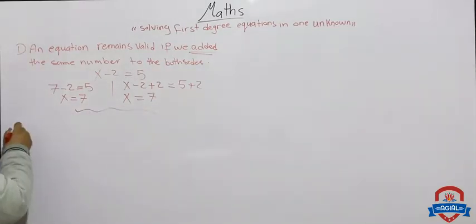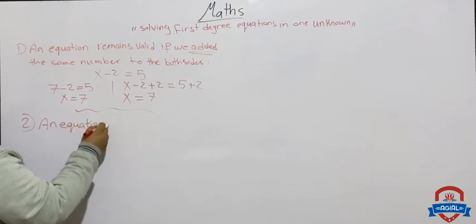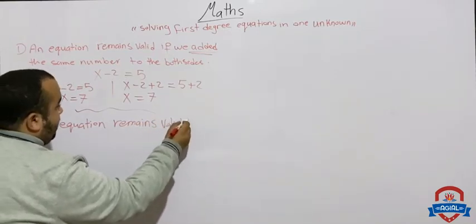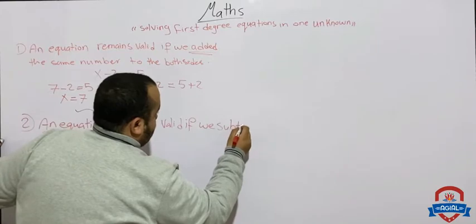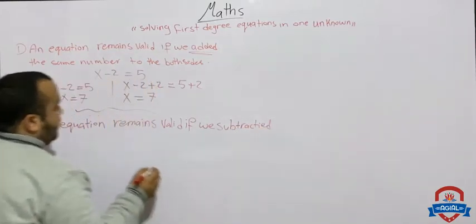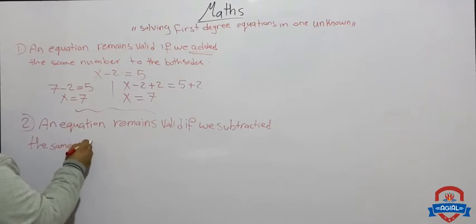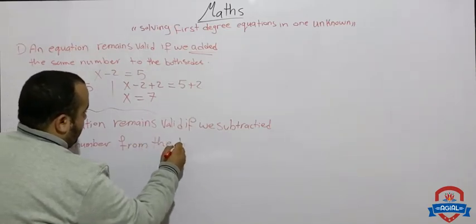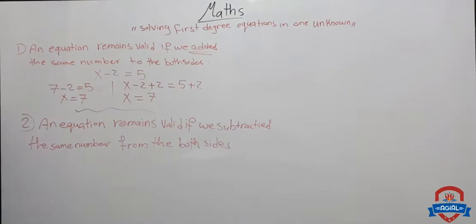The second property talks about an equation remaining valid if we subtract the same number from both sides. An equation remains valid if we subtract the same number from both sides.